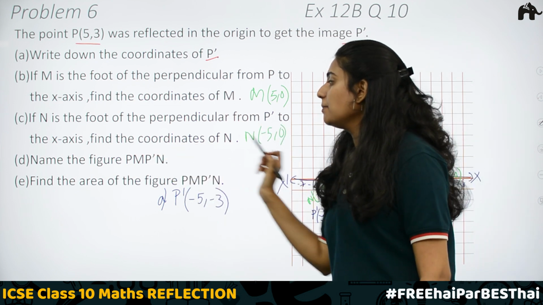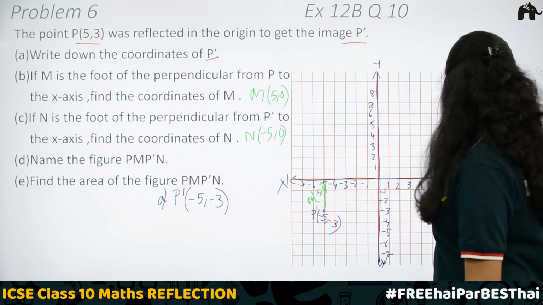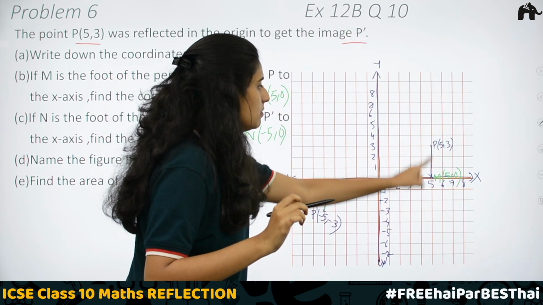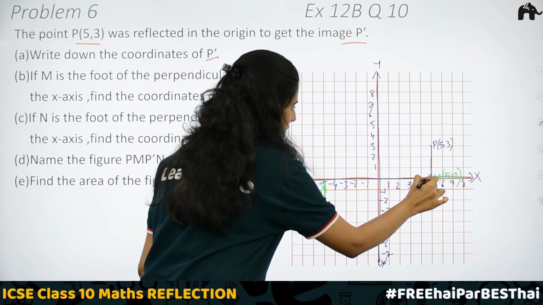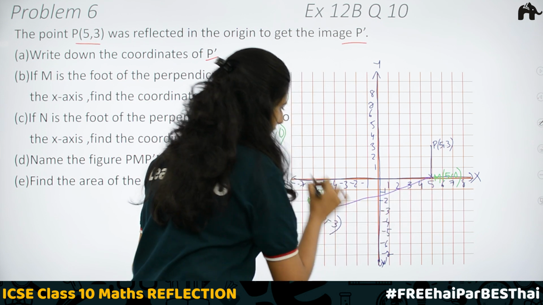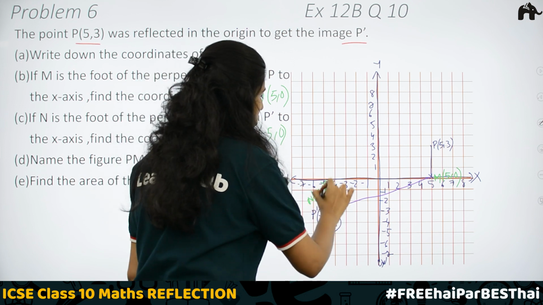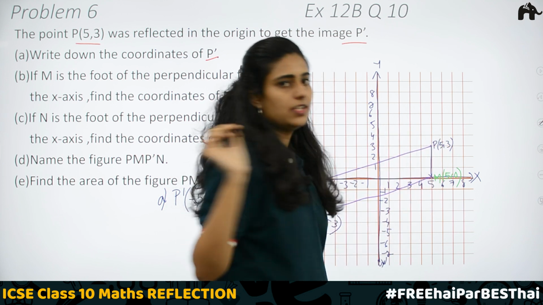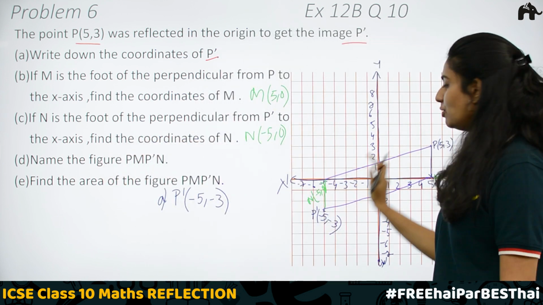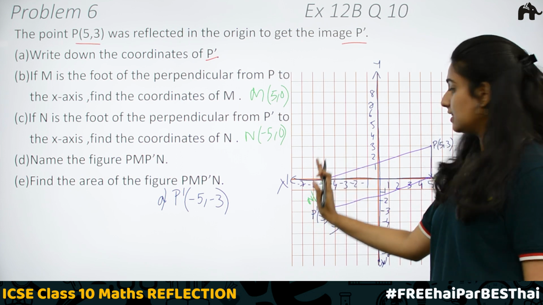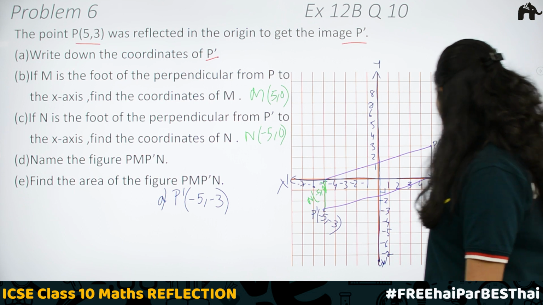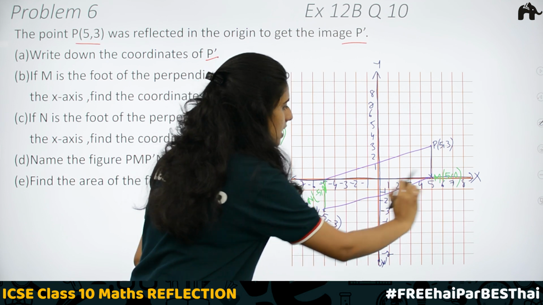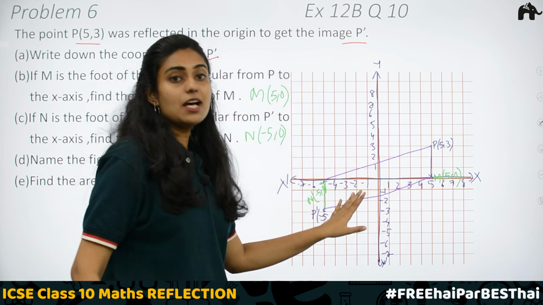Name the figure PMP dash N. Now let us join them. PM is already joined. From M we are coming to P dash. Then P dash to N is already joined. From N we have to go to P. What is this figure? Here we have opposite sides parallel. This side, NP dash, and PM are parallel. Similarly, NP and P dash M are also parallel. Therefore, this is a parallelogram.